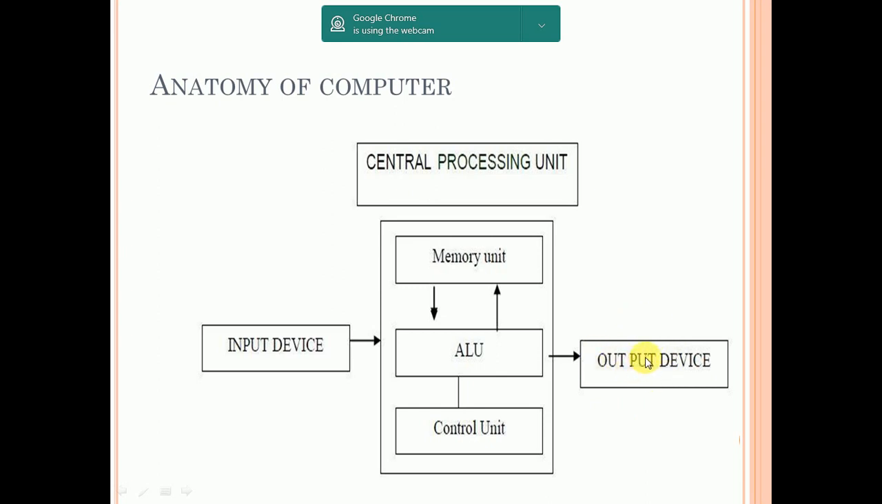This output device displays or plays sounds, like if the output device is a speaker, it plays the sound as an output. Whatever input you give, it will display the output with the help of the output device. So this is the anatomy of computer. Anatomy means the basic structure of the computer. So there are three units. One is the input device, second is the CPU or central processing unit, and third is the output device.